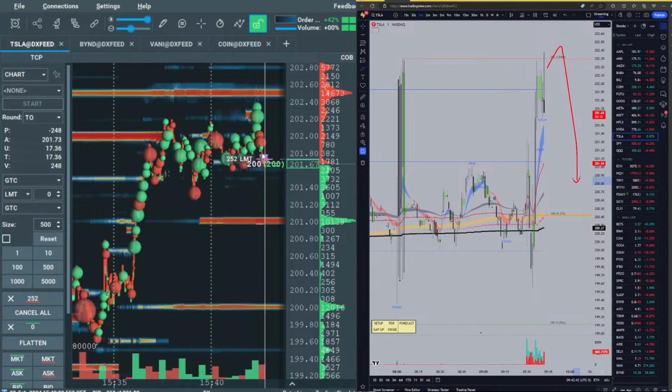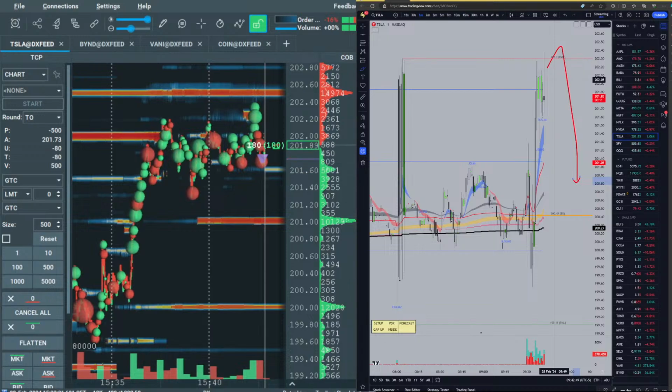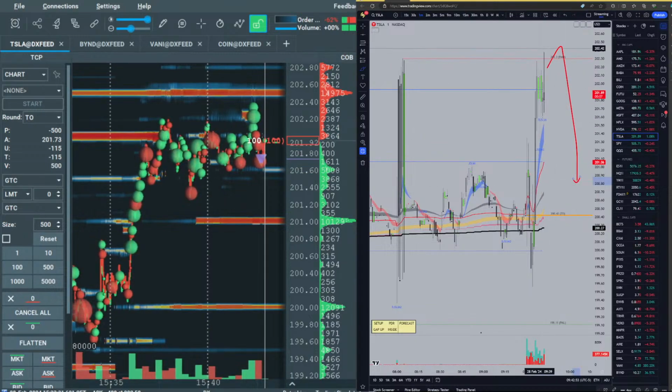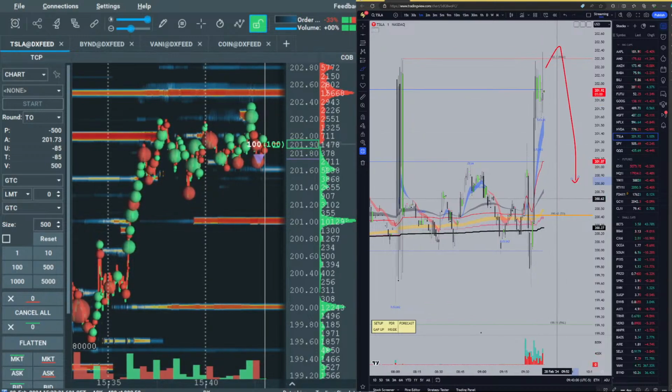We took a start at 201 and 80. We're gonna take more if we get 201, 202 and 10. The target is gonna be 270. The reason why we're taking this trade is because we had a fake breakout. So there's a high chance over here we're gonna unwind all the way down.